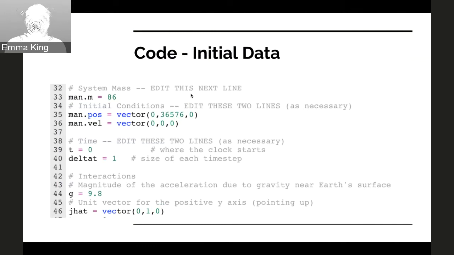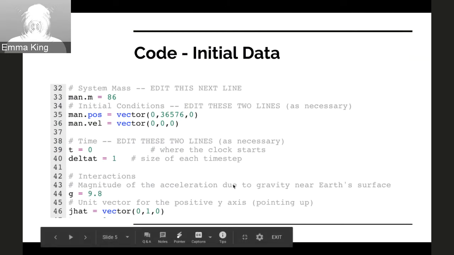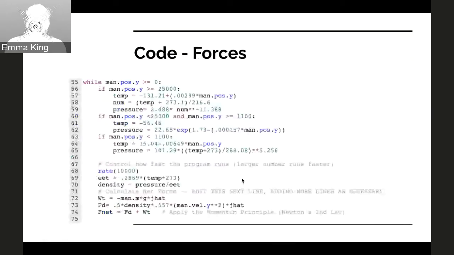So this is my code. This is the initial data. This is his mass, which I found by just Googling the average mass of a male, and it was 86 kilograms. His initial position was at 36,576 meters from Earth, and his initial velocity was obviously 0. I just did a dt of 1, and then gravity and the unit vector, because we really just want to consider the y component.